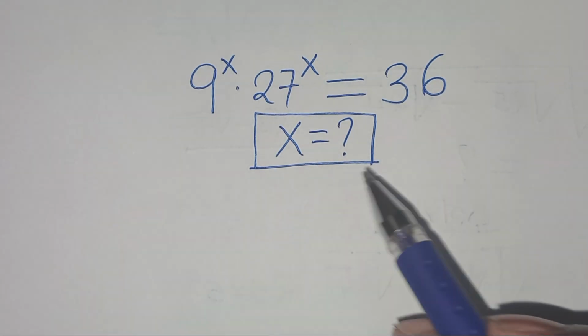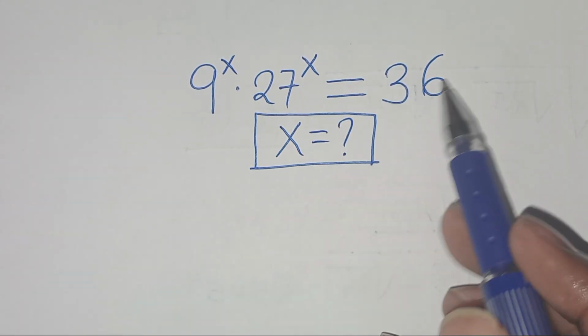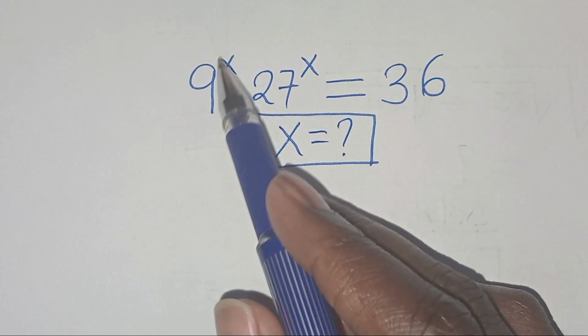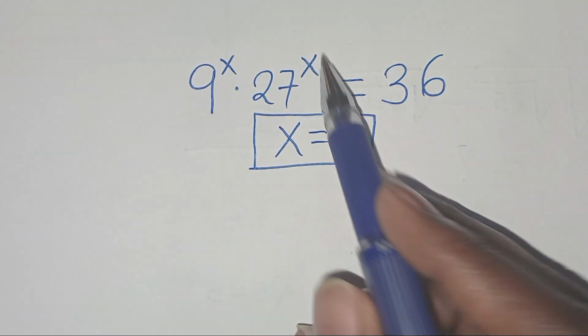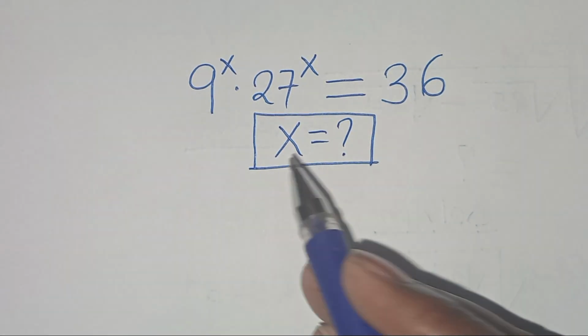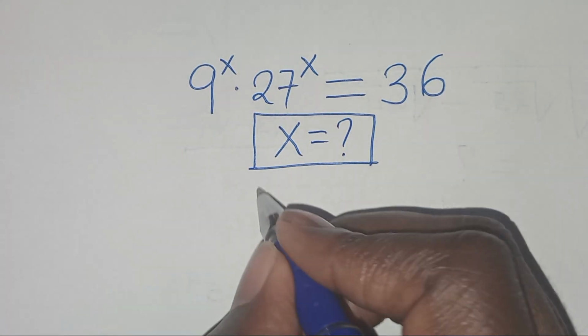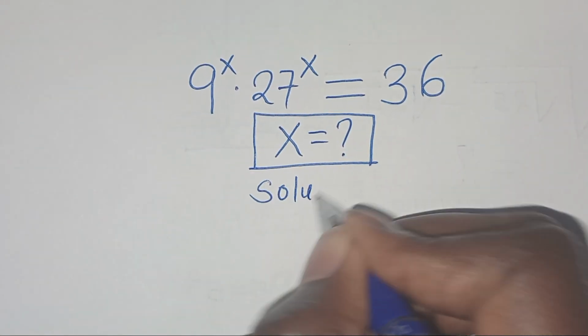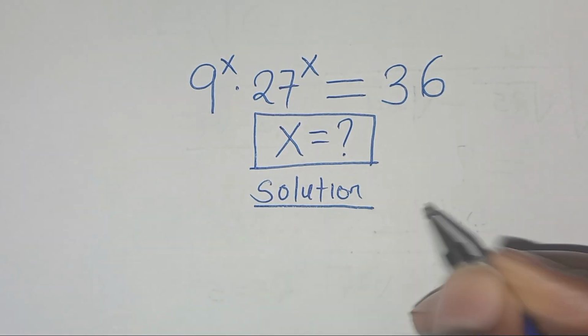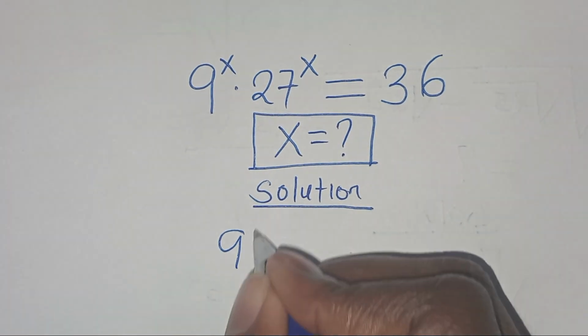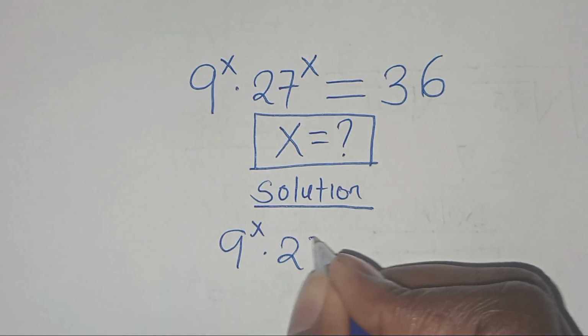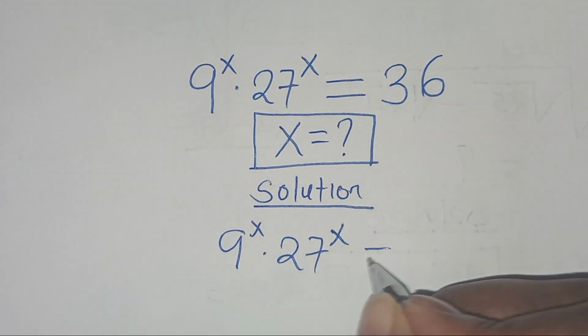Hello everyone, you're welcome to solve this nice exponential equation, which is 9 to the power of x times 27 to the power of x. This is equal to 36. So what is the value of x? Let's present a solution from here. Now, you find that 9 to the power of x times 27 to the power of x is equal to 36.